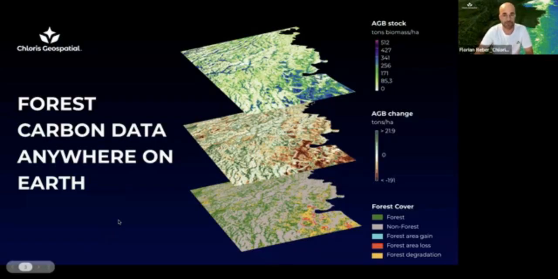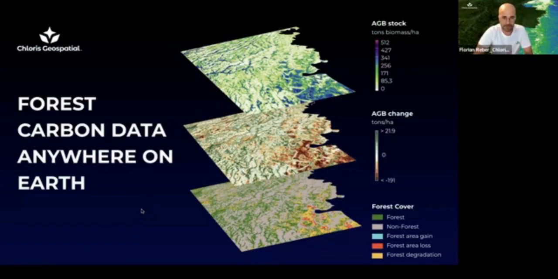And we do this both on the density, so the AGB stock, and also the AGB change, so how it is changing year over year, and also use that rich above ground biomass data set to derive forest cover information in terms of forest, non-forest, and forest area gains, forest area loss, also classifying degradation losses. So that's the core of the Chloris data product.